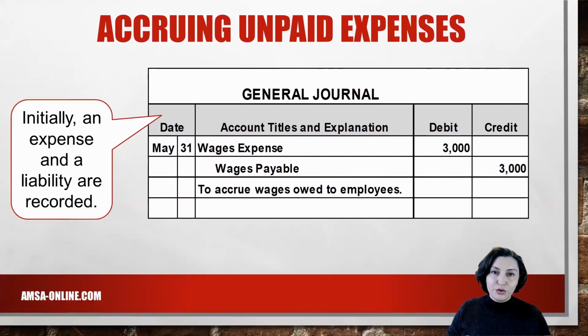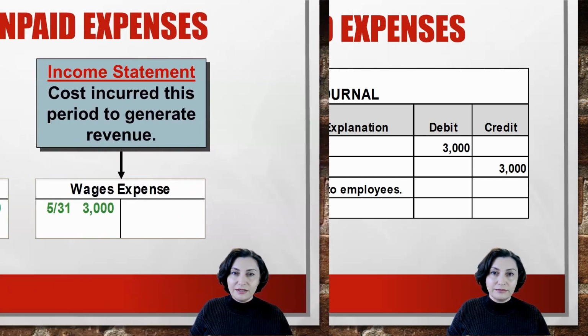The wages earned by employees during May will be recorded in the proper period. Web will debit an expense account, in this case, wages expense, for $3,000 and credit a liability account, in this case, wages payable for $3,000. We know that expenses are increased by debit and liabilities are increased by credit.